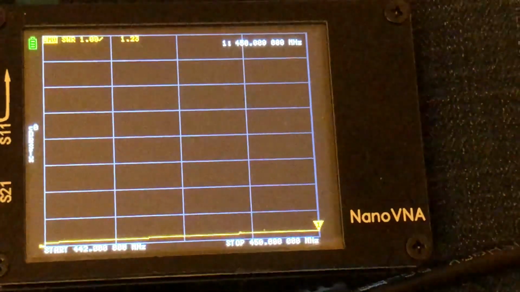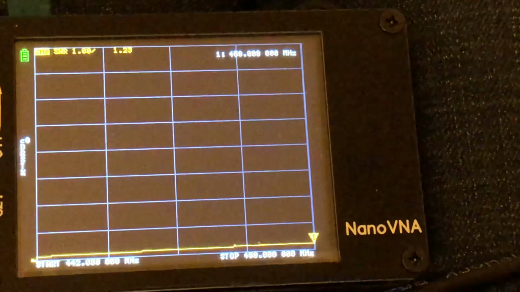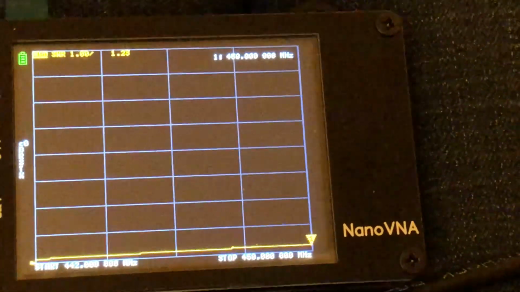So this is a 70 centimeter, 7 element Yagi built by me. And I'm using it for repeaters. So I'm so happy about it.